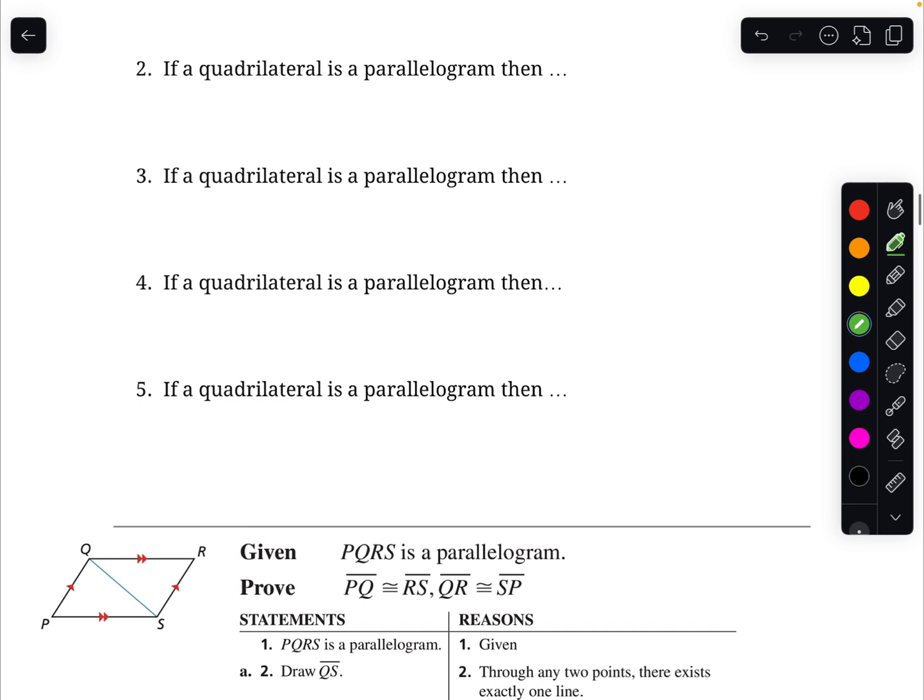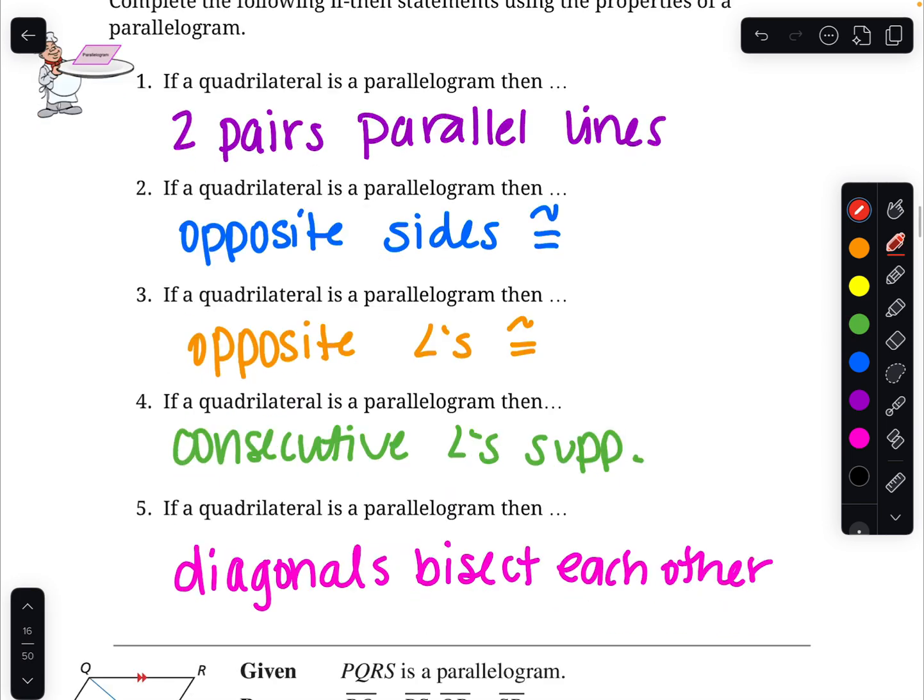All right, did you get all 5? Two pairs of parallel lines, opposite sides are congruent, opposite angles are congruent, consecutive angles are supplementary, diagonals bisect each other. Hopefully you did okay on that. I like to pair them this way because these 2 have to do with sides, these 2 have to do with angles, and then only one of them has to do with diagonals. Kind of helps me keep organized in my head.